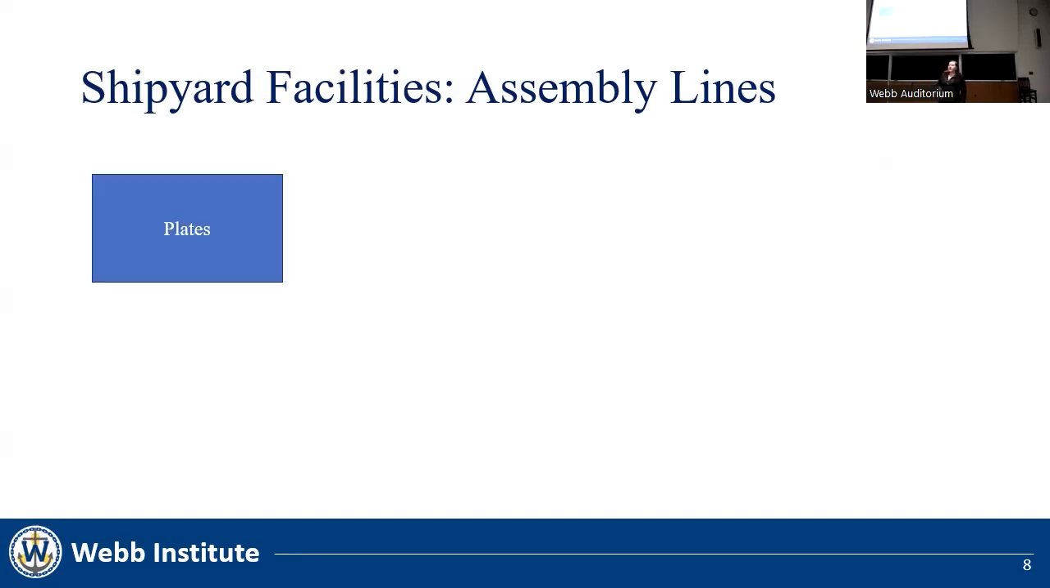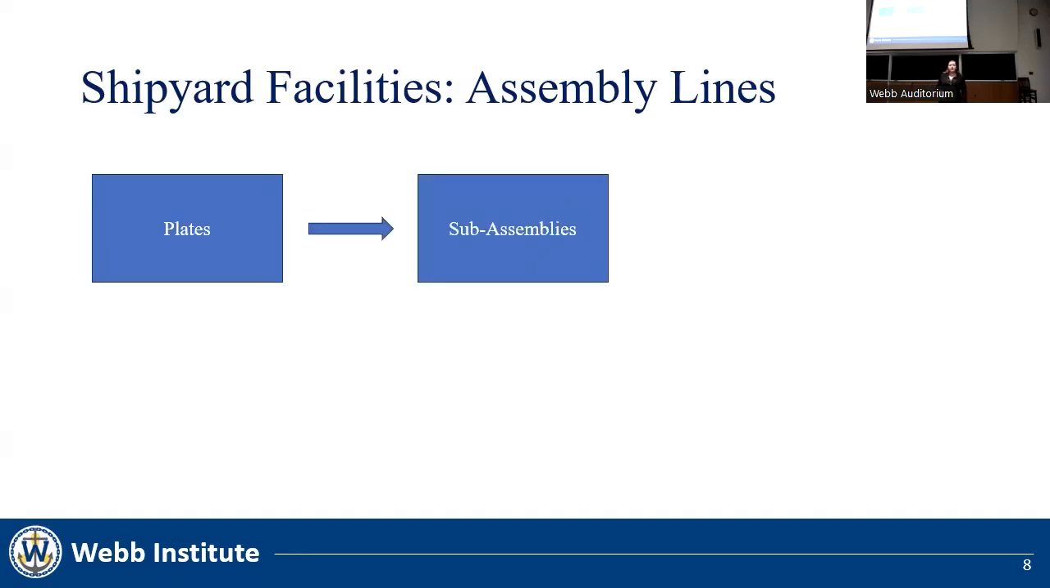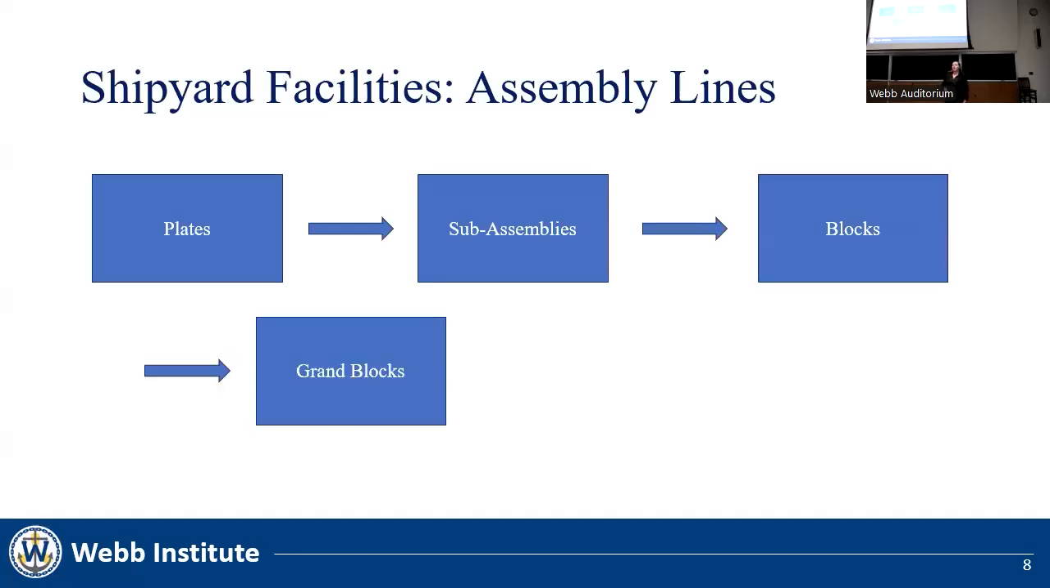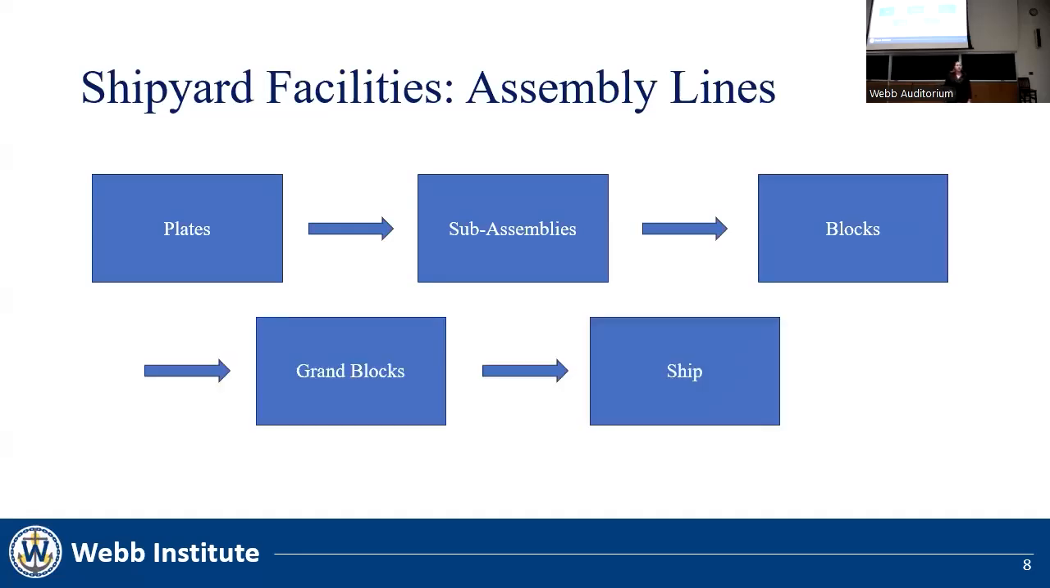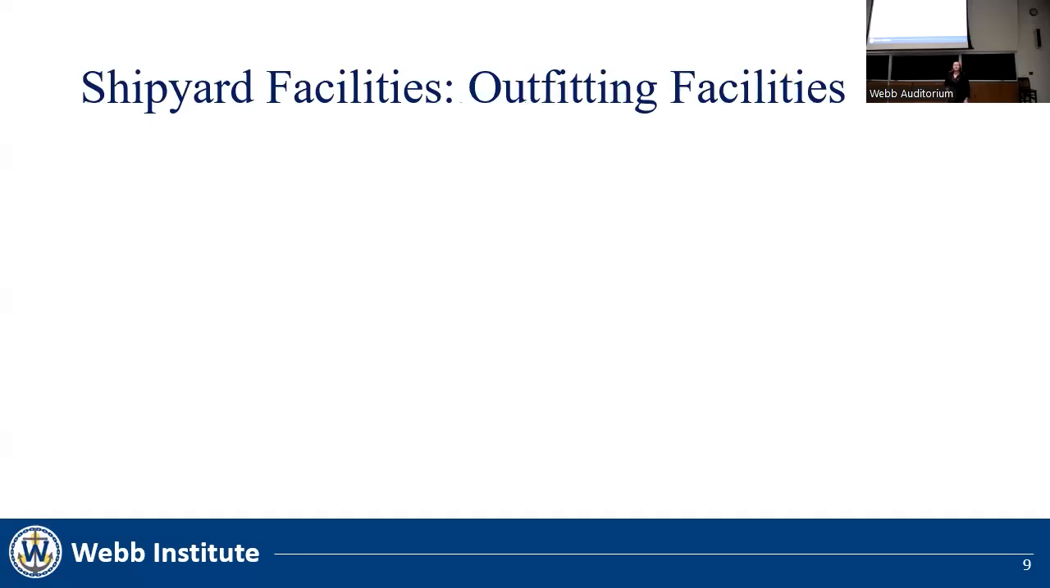Assembly lines begin by shaping and creating plates, which then add structure to them to become sub-assemblies. These sub-assemblies are combined to become blocks. Those blocks become grand blocks, and those grand blocks become the final ship. Next is outfitting, and while this thesis focuses on steel throughput as opposed to outfitting, these outfitting facilities still need to be considered.